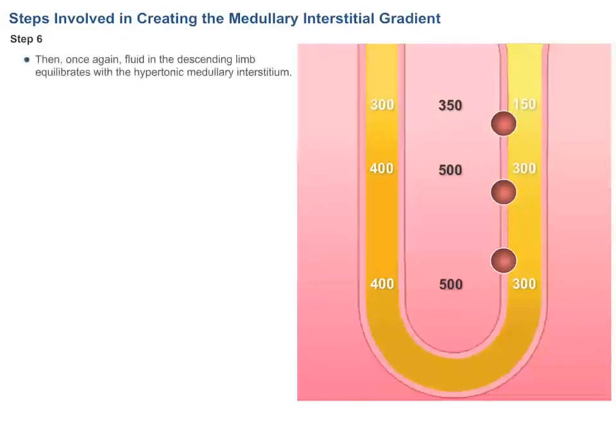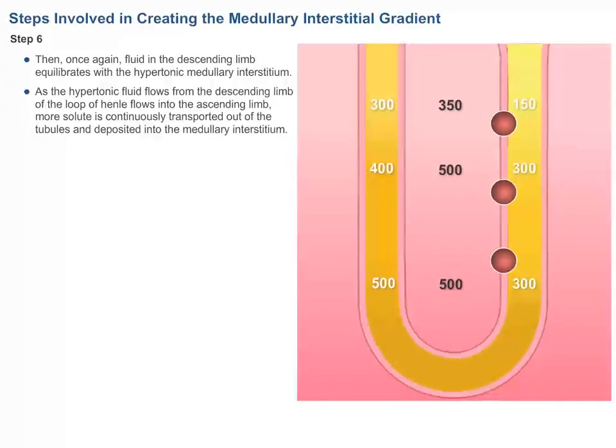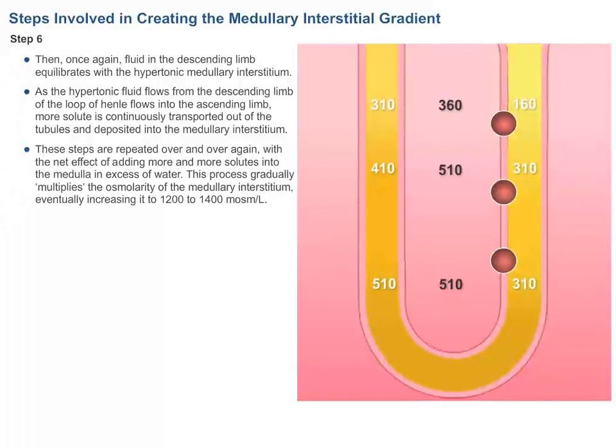Step 6. Then once again fluid in the descending limb equilibrates with the hypotonic medullary interstitium. As the hypotonic fluid flows from the descending limb of the loop of Henle into the ascending limb, more solute is continuously transported out of the tubules and deposited into the medullary interstitium. These steps are repeated over and over again, with the net effect of adding more and more solutes into the medulla in excess of water. This process gradually multiplies the osmolarity of the medullary interstitium, eventually increasing it to 1,200 to 1,400 milliosmoles per liter.